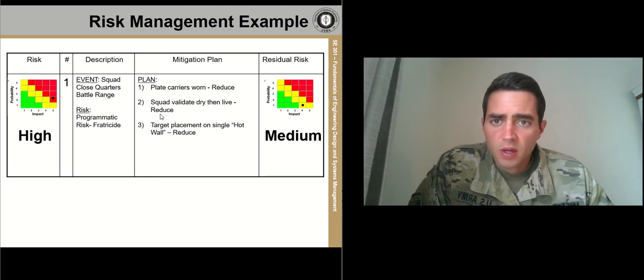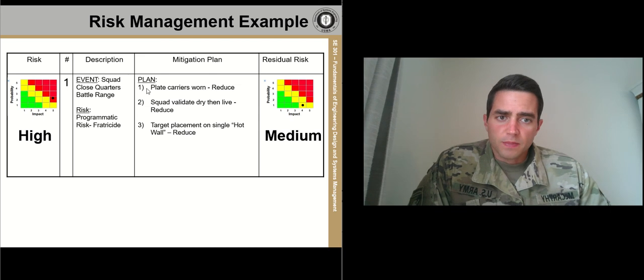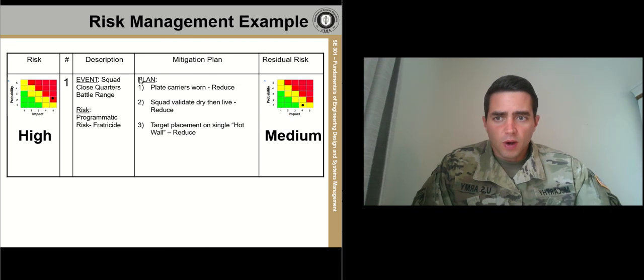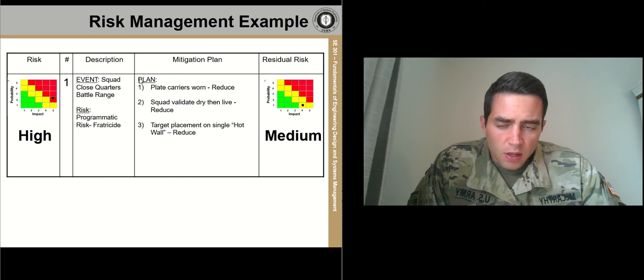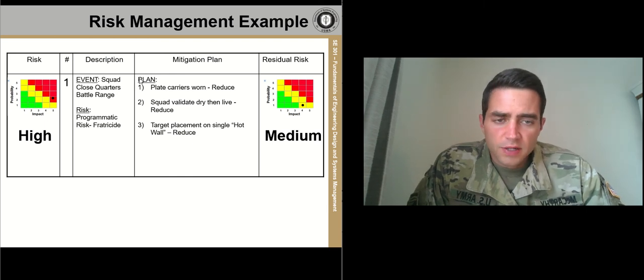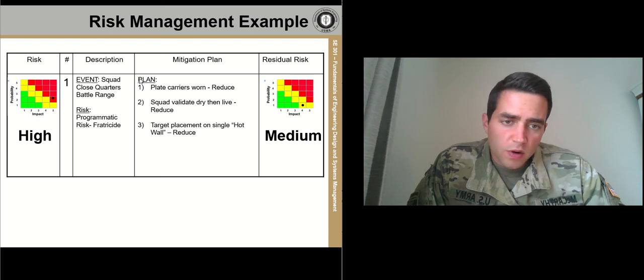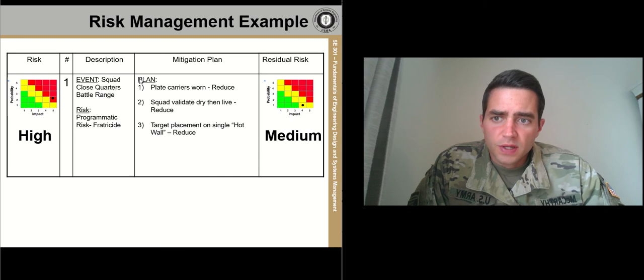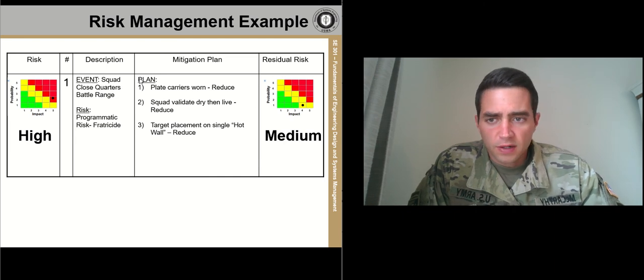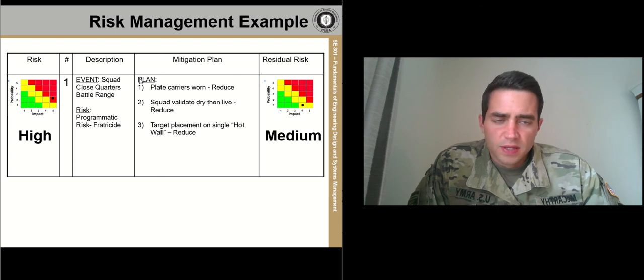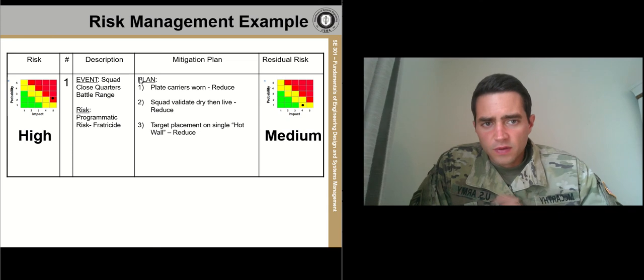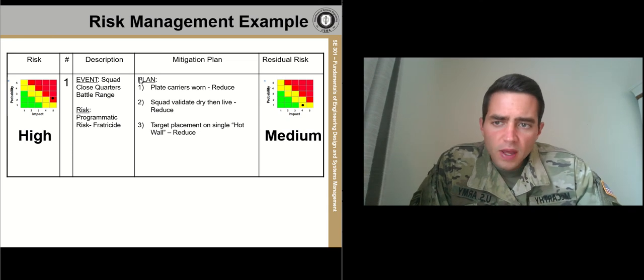So here's an example for risk mitigation and risk management, and we use the example of a squad close quarters battle range, which is probably one of the most risky live fire exercises that you can do in the Army. One of the risks, of course, is programmatic risk, which is fratricide. You can't really control the environments. There are a lot of things that go into play, the human factors, etc. And it's not really technical risk. It's not cost risk. It's not a schedule risk. So it's something that is involved in the larger environment, and that is fratricide.